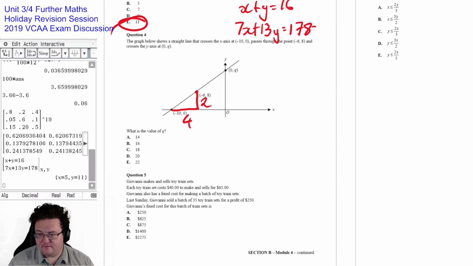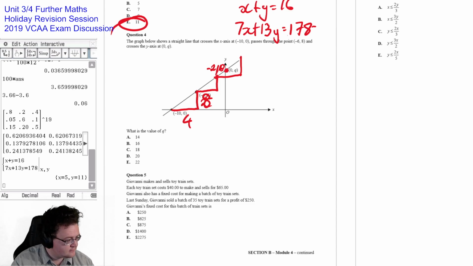Therefore, if we go another 4 across and 2 up, that puts us at -2. 4 across and 8 up, sorry. 4 across, 8 up, 16. 4 across and 8 up puts that at 20. Which is D. So you can just logic that one.